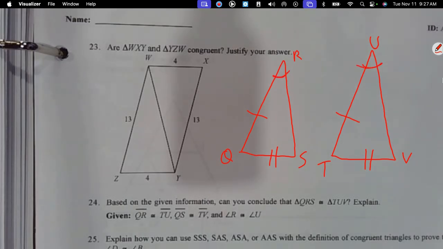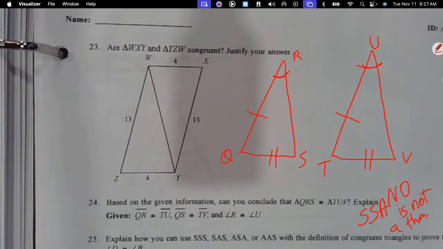Okay. Is ASS one of our answers? No. And you can write that on there. So when it says explain, you drew your picture and you can say no. I'll write it backwards. SSA is not, sometimes they just put it's not a thing. I guess I could put is not a theorem.